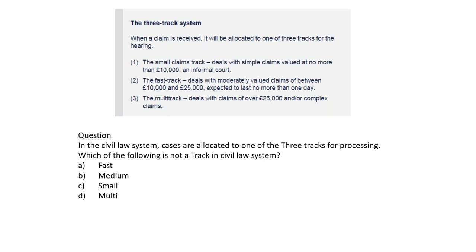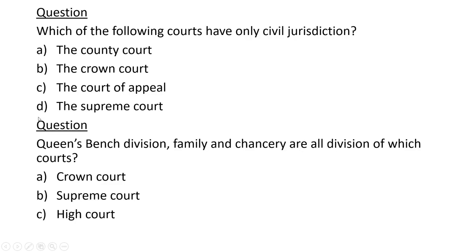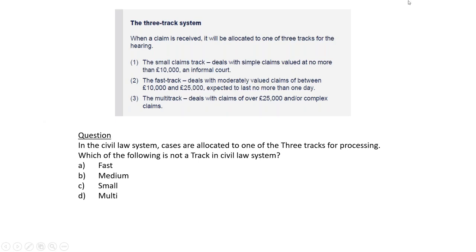So coming to the question, in the civil law system, cases are allocated to one of the three tracks for processing. Which of the following is not a track in the civil law system? Fast track is a track. Median track is not a track in the three-track system as we have discussed above. There is a small track, there is a fast track, there is a multi-track, but there isn't any medium track.